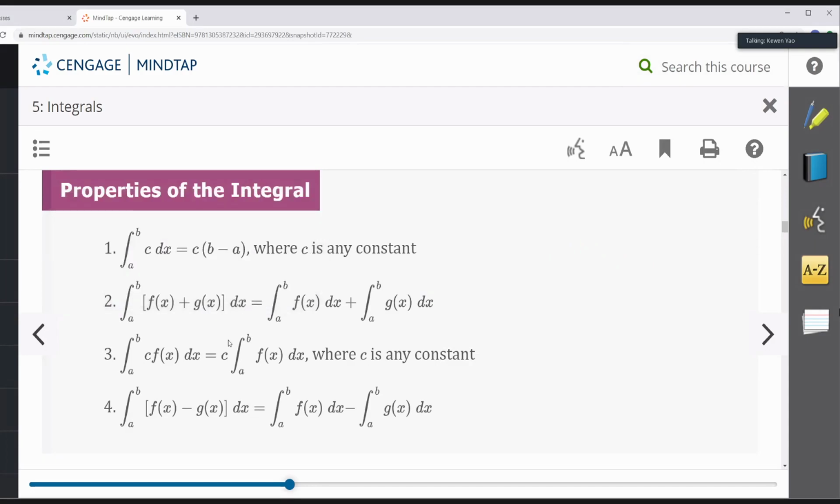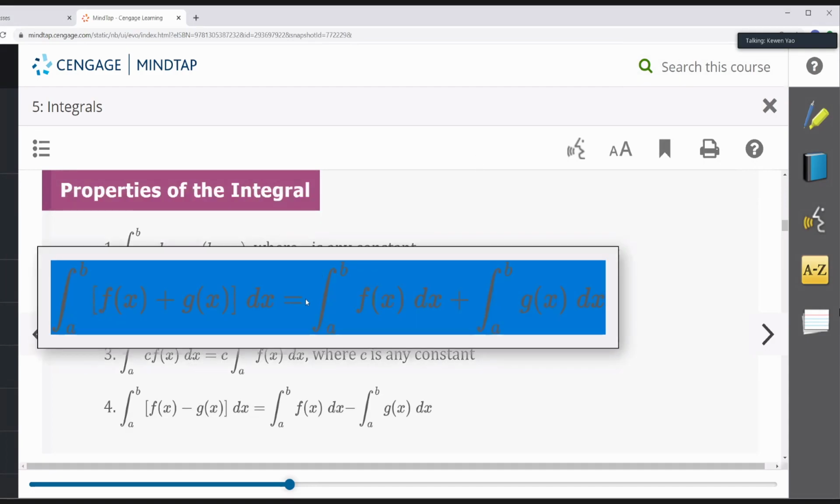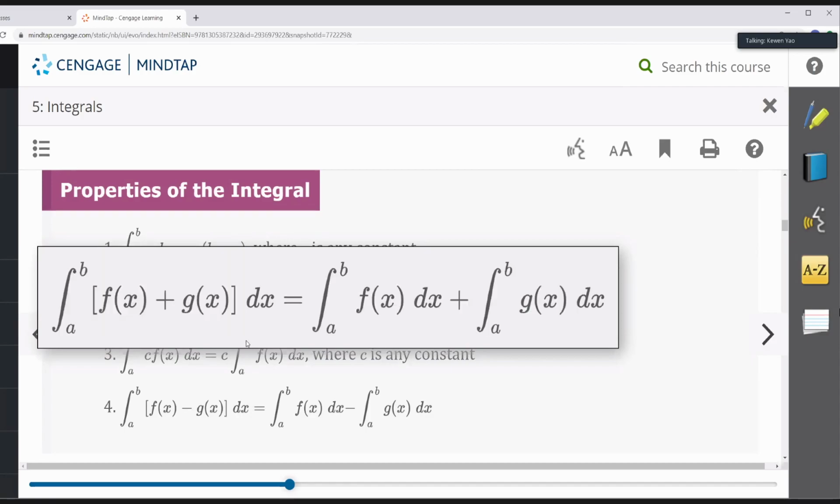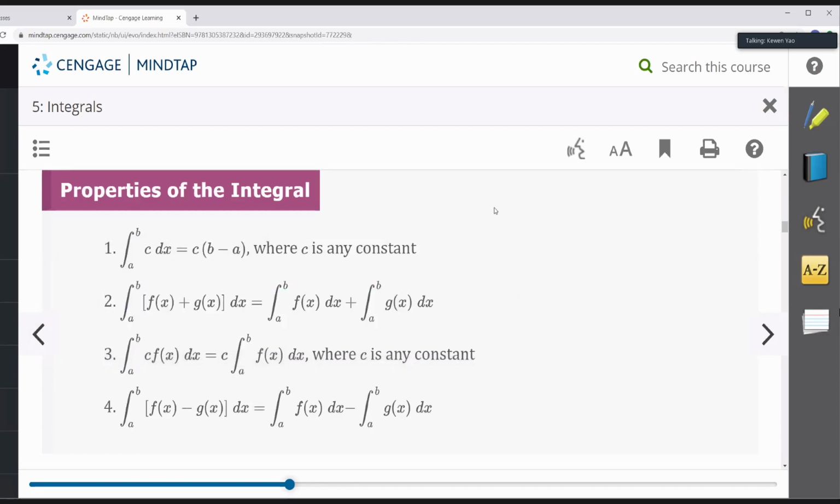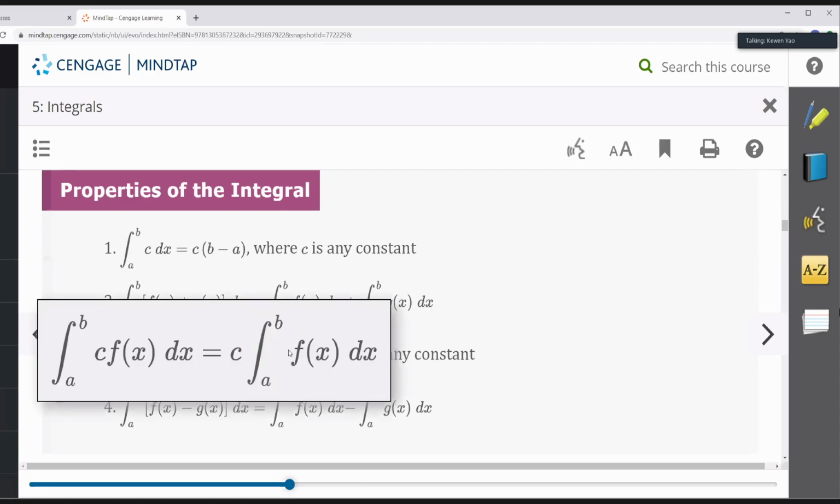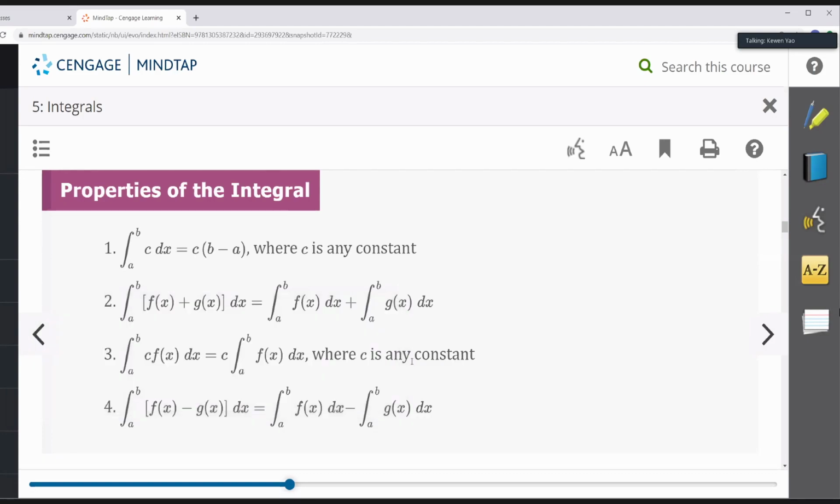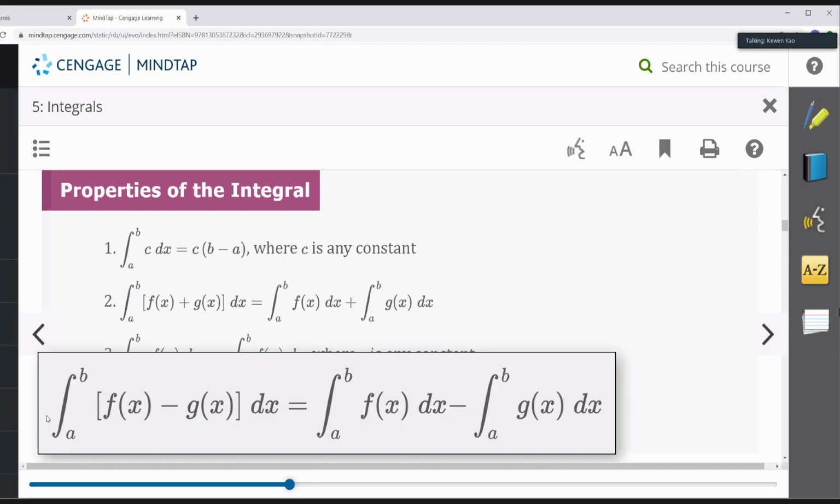Next, remember the man just showed this property: the integral from a to b of f of x plus g of x is equal to the integral from a to b of f plus the integral from a to b of g. I don't want to repeat his demonstration. Now, what does c mean in property 3? Here c is a scalar. You can put c outside. The proof is very similar. c is any constant.